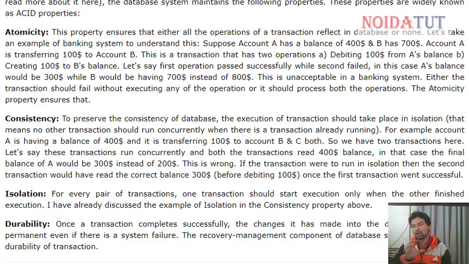D stands for durability. Once a transaction completes successfully, the changes it has made into the database should be permanent, even if there is a system failure. The recovery management component of database system should ensure the durability of the transaction.